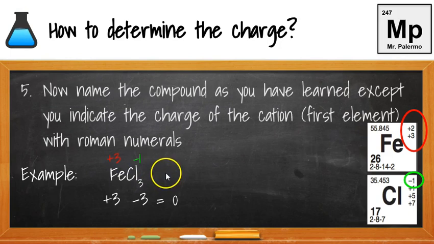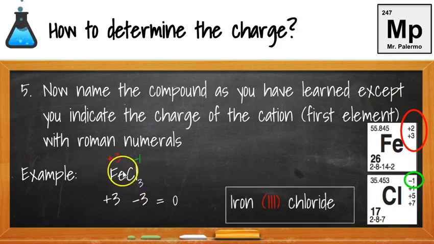And the last thing, we're going to name it exactly the same way we named it in our previous lesson. The only difference is we're going to indicate the charge of this cation using Roman numerals. So we would say that this is iron +3. So we say iron Roman numeral 3, Cl is chlorine, becomes chloride. So it's iron 3 chloride. So again, the Roman numeral is representing the charge of the iron, not the subscript.